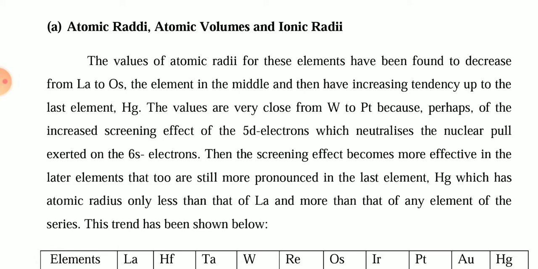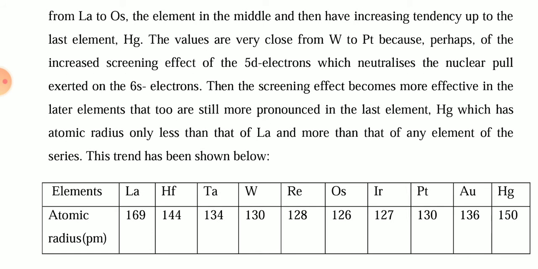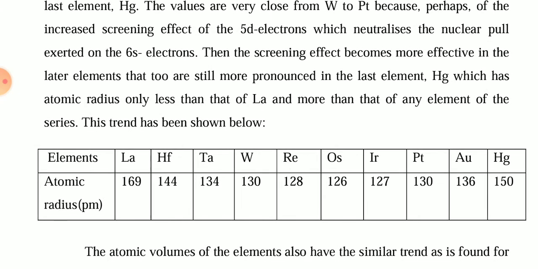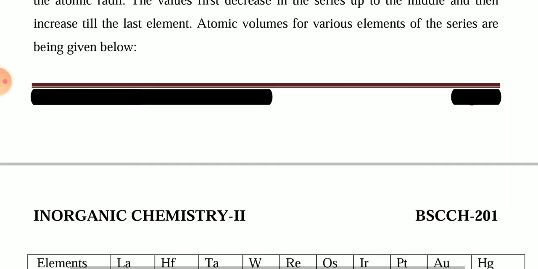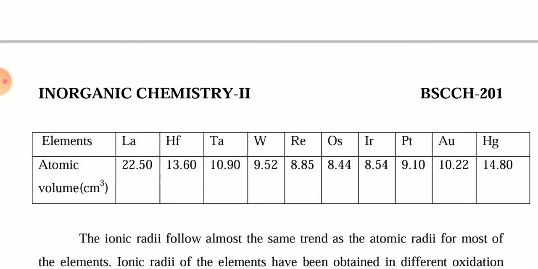Then the screening effect becomes more effective in the later electrons, and that is still more so for the last element, Hg, which has an atomic radius only less than lanthanum. Here you can see in this table that lanthanum has the highest atomic radius. This atomic radius decreases, and it further increases for mercury. Okay, so next is the atomic volume. Same as the atomic radii, the atomic volume decreases, and for Hg the atomic volume increases.